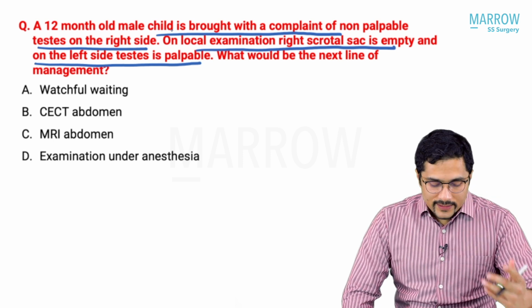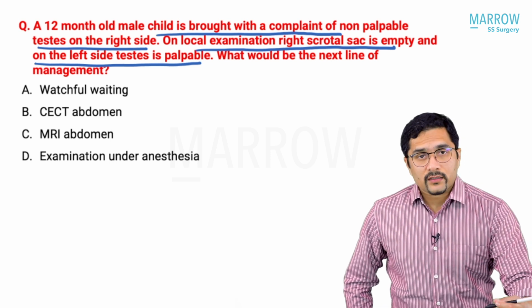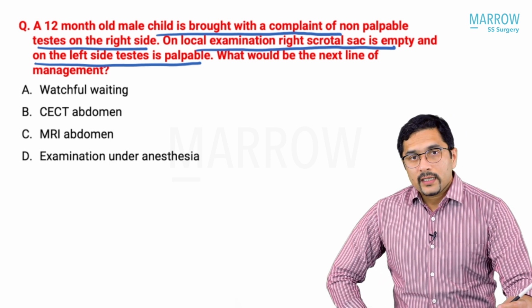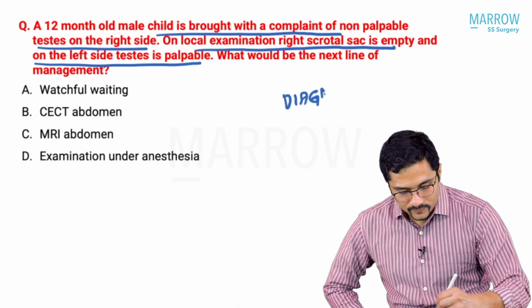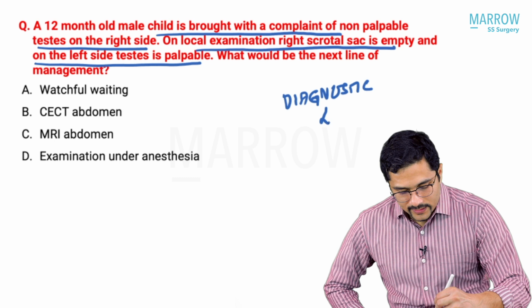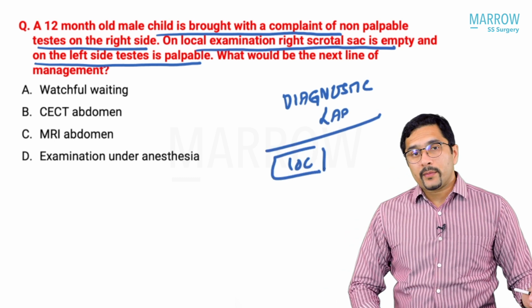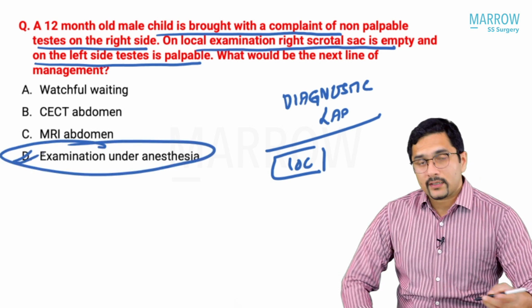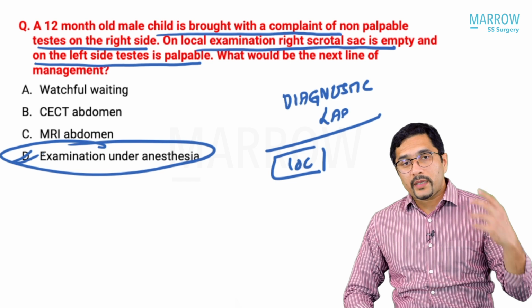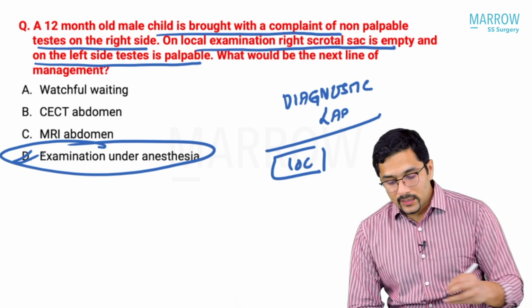So this is undescended testis, and if you cannot feel the testis in the inguinal region, then we have to carry out a diagnostic laparoscopy. Diagnostic lap is the investigation of choice then to see an intra-abdominal testis, and so the correct answer here will be examination under anesthesia, which would mean doing a diagnostic laparoscopy to see where the testis is located.